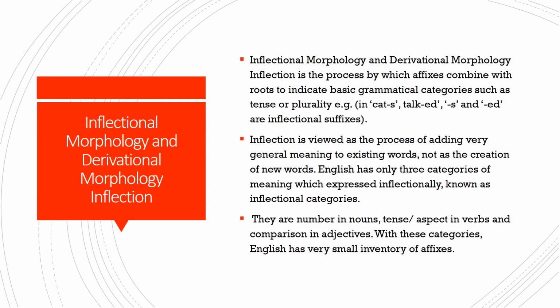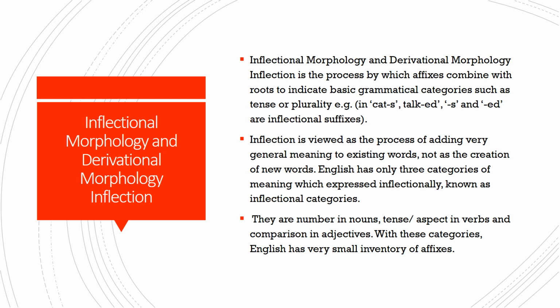Inflectional morphology and derivational morphology. Inflection is the process by which affixes combine with roots to indicate basic grammatical categories such as tense and plurality: cats, talked. They are inflectional suffixes. Inflection is viewed as the process of adding very general meaning to existing words, not as the creation of new words.